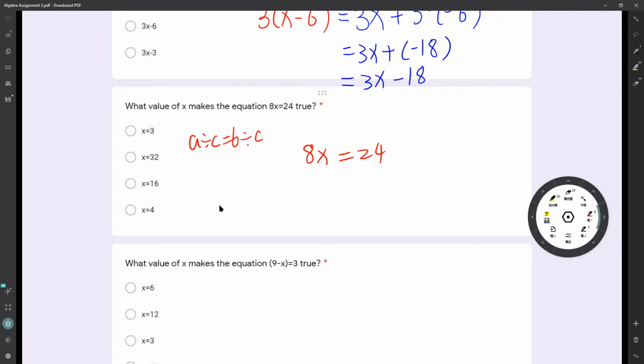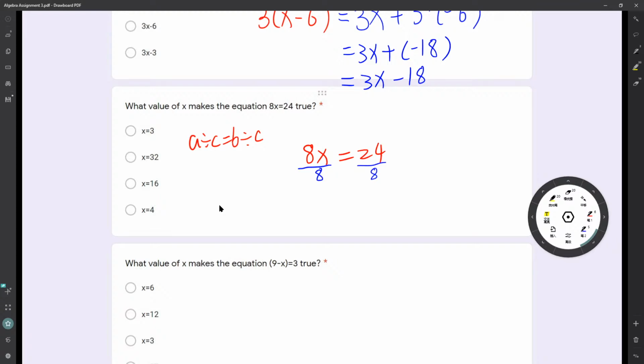We should divide. And what do we divide by? We divide by the multiple of x, the number x is multiplied by, which is 8. Then we divide by 8, and we do the same thing on both sides. And why do we divide by 8? Because x was multiplied by 8, and we try to reverse that multiplication, and that's going to be division. So we divide by the multiple of x.